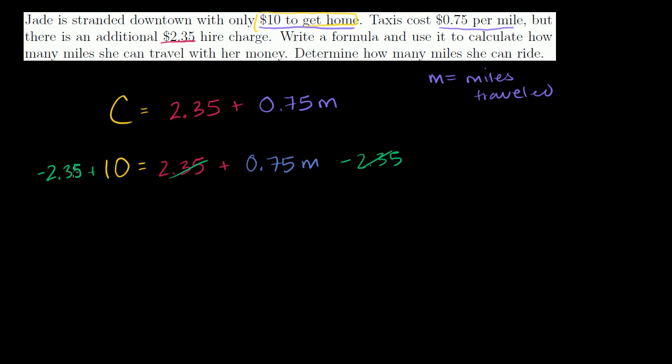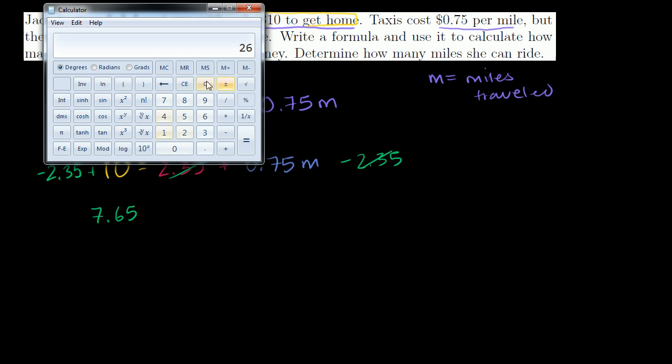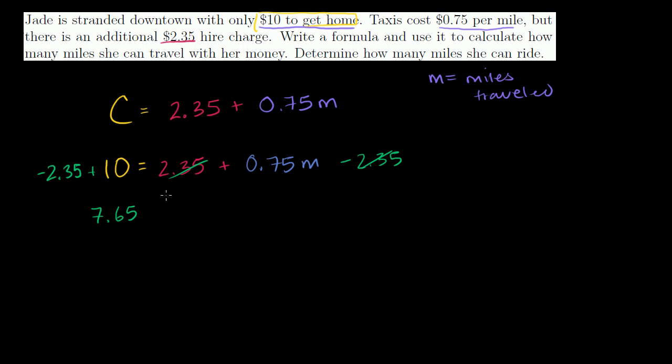Now, what is 10 minus 2.35? 10 minus 2 is 8. 10 minus 2.3 is 7.7. So it's going to be 7.65. If you want to believe me, let's do it. 10 minus 2.35 is 7.65. And that is going to be equal to 0.75m. Let me write that in that same color. It's nice to see where different things came from. So this is that, that is that, and then these two guys canceled out.